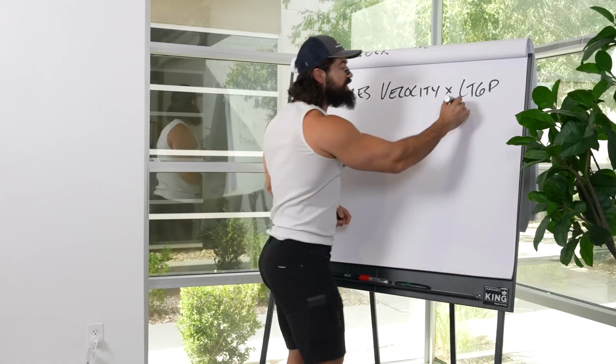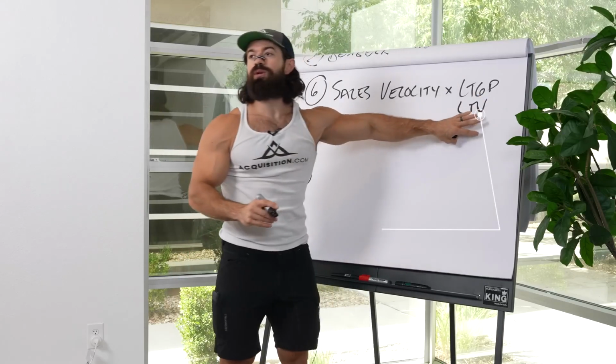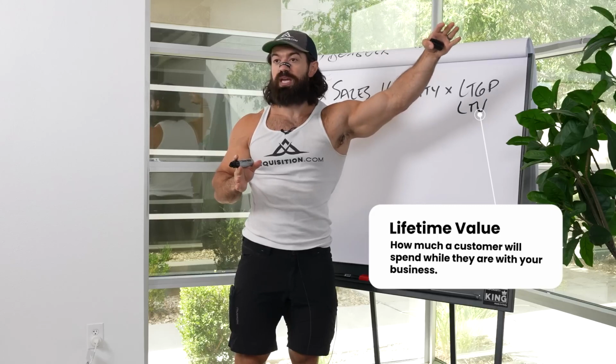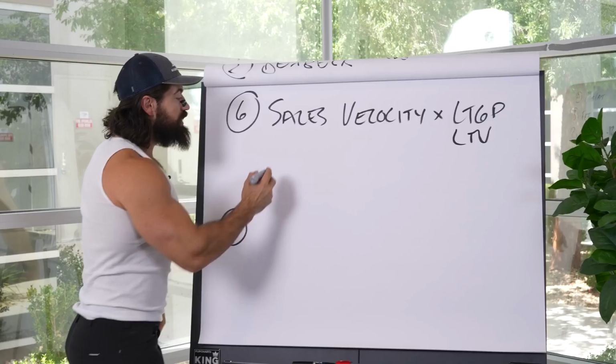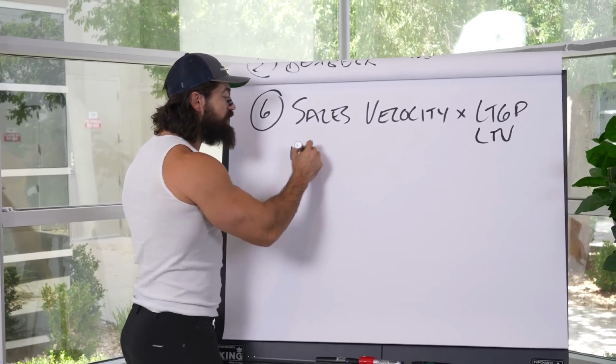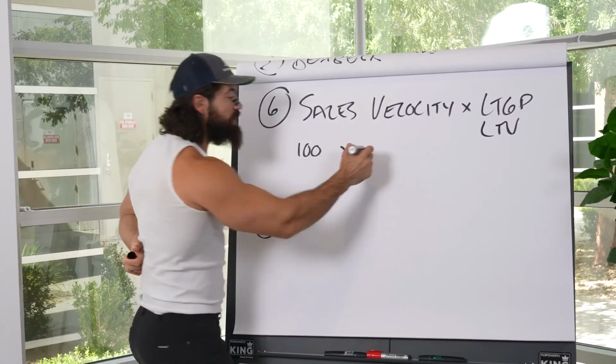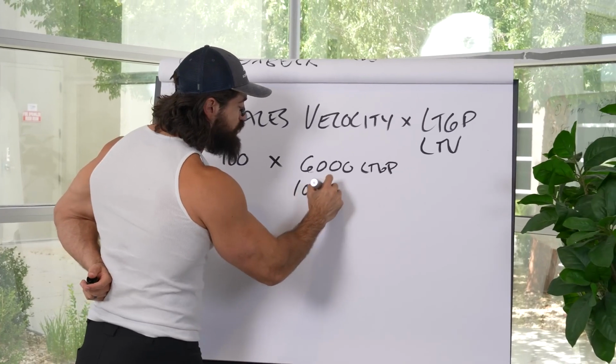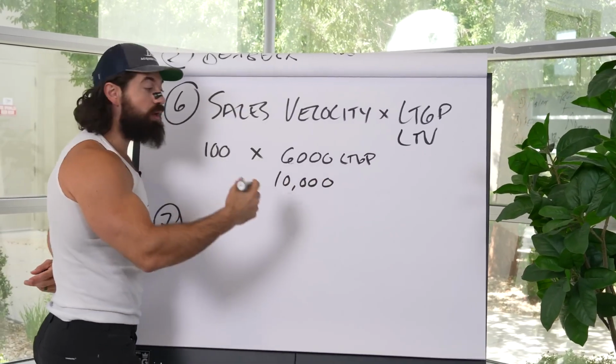Now you can also do this as LTV as well, because that's also a good metric to at least understand, especially since sometimes margins can improve with scale. So it can be helpful to know both. Let's say that I sell 100 customers a month times $6,000 in lifetime gross profit, and it was $10,000 in lifetime value, right? Which is how much revenue they're going to generate. Remember, we still had all the costs associated.